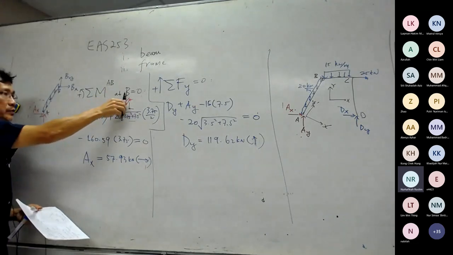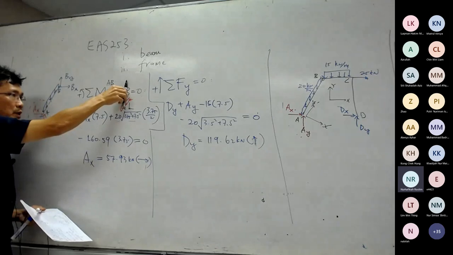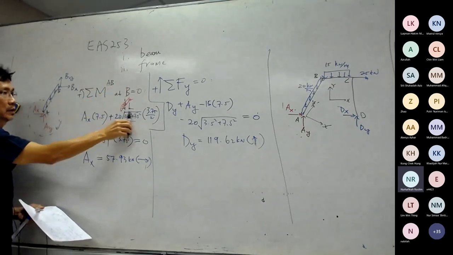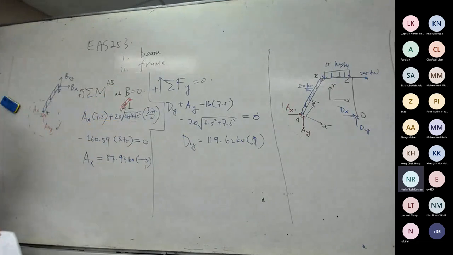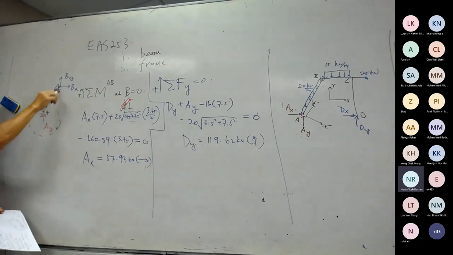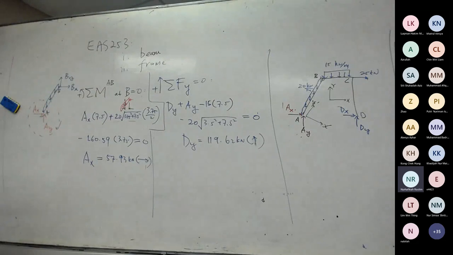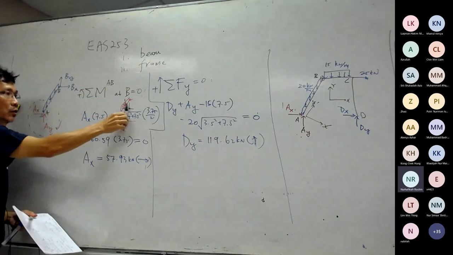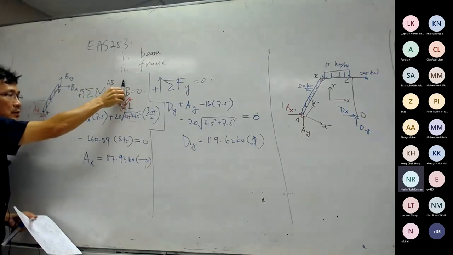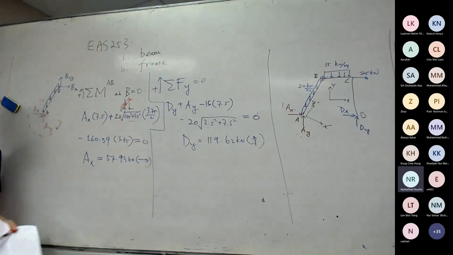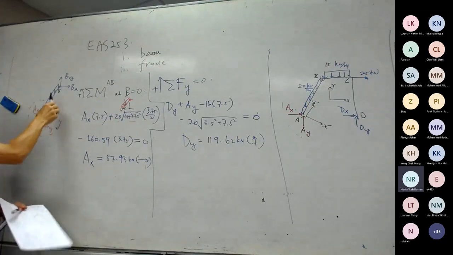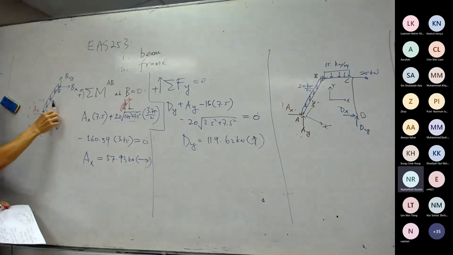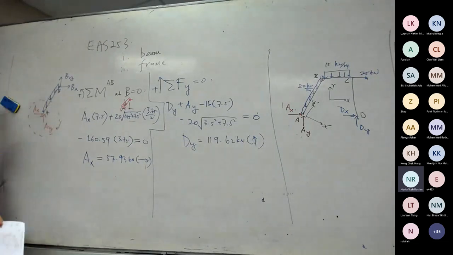The perpendicular distance for this load, which is vertical, will be the horizontal length here, from here to there, which is 3.75 over 2. It is not the length of the member over 2. The perpendicular distance of this vertical load is the horizontal distance, which is half of this horizontal distance. So if you multiply with half of the length, this is not correct, because that is not the perpendicular distance.